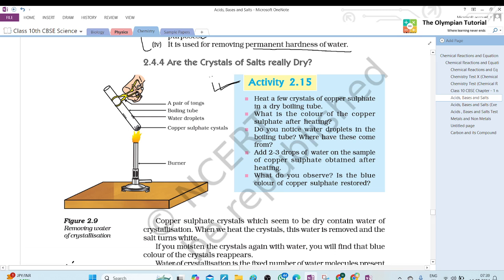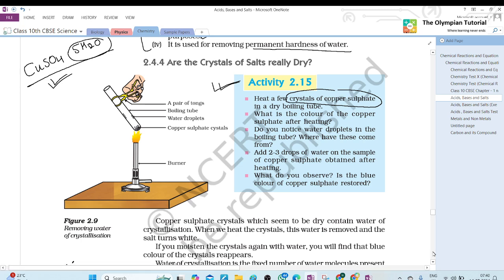Here, what they are saying, we have taken crystals of copper sulfate. Can anyone tell me the formula of copper sulfate? CuSO4. And here, five molecules of water of crystallization. Then its color is blue. When it is with water molecules, its color is blue. When we heat it, it turns white. It turns white because five molecules of water are lost.